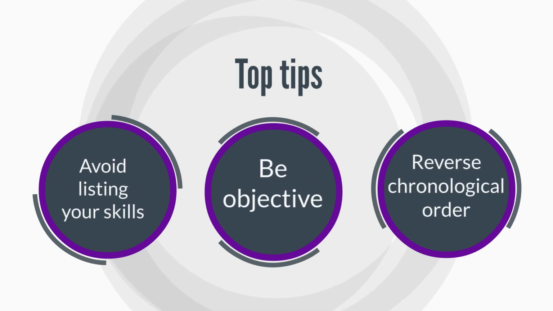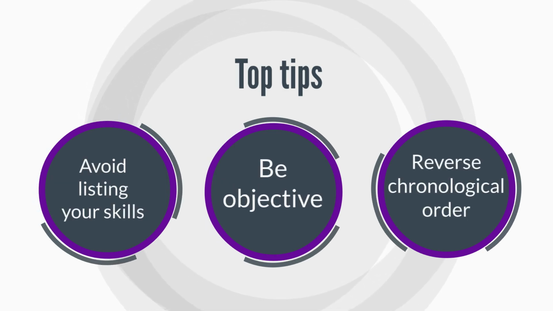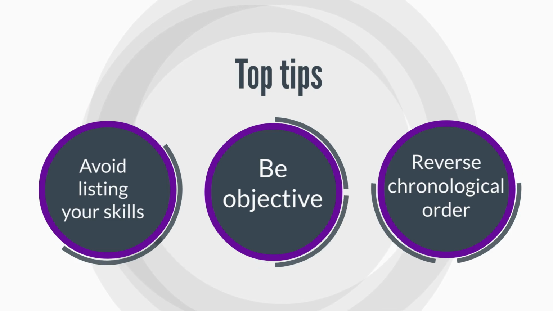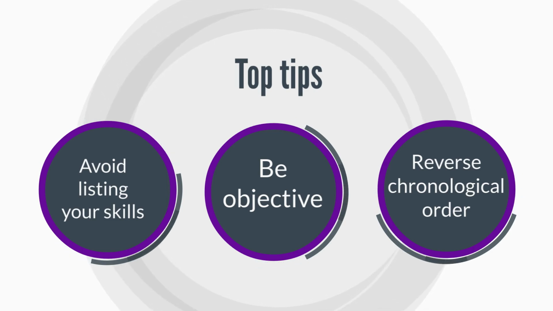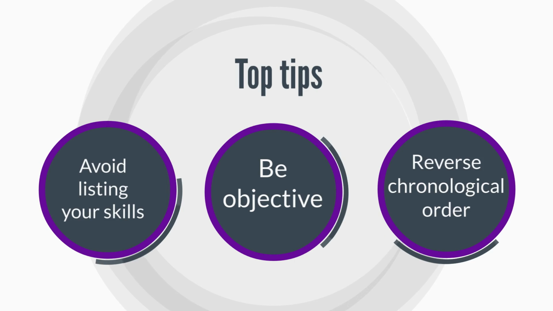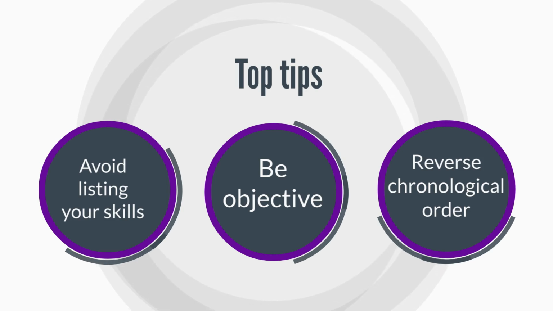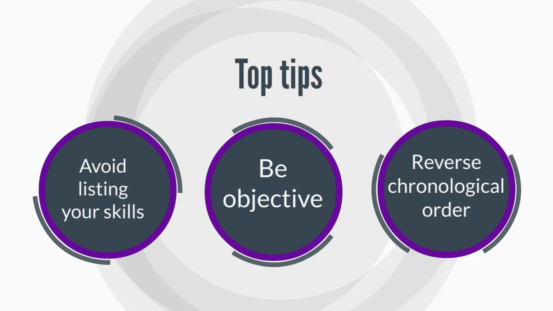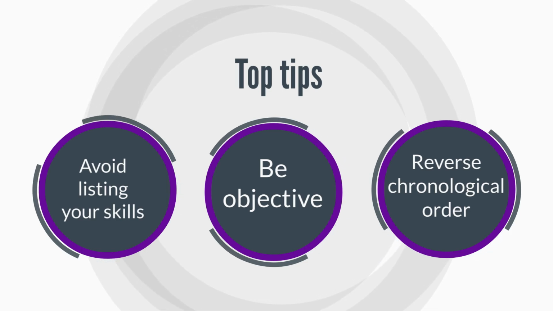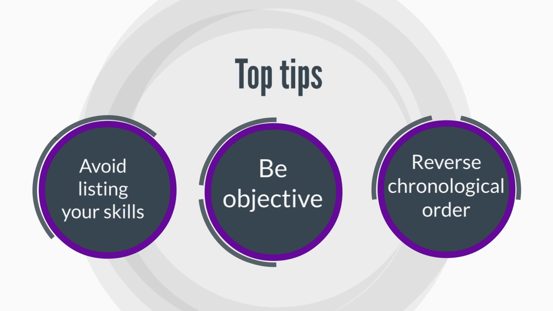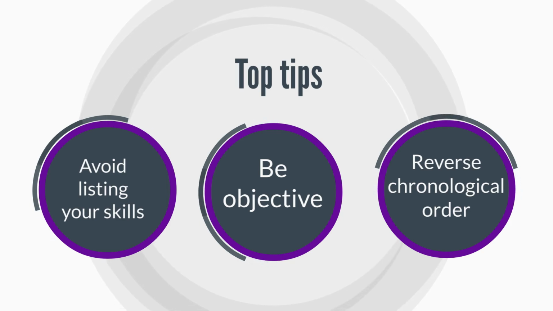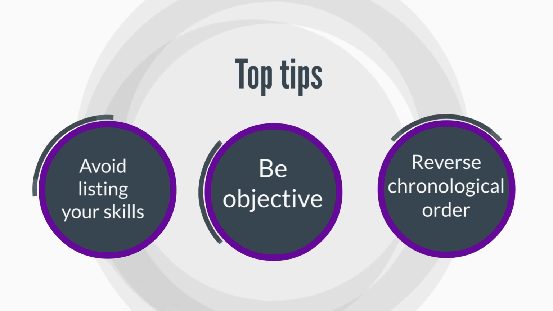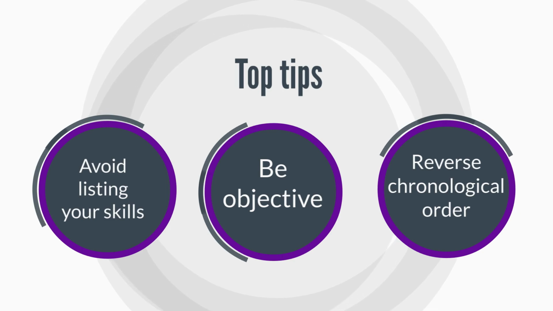Avoid just listing your skills. Recruiters will look for evidence of your skills in your education and experience sections, so ensure that you quantify your achievements and provide evidence of your skills. The CV is objective and written in the third person, so wouldn't contain I, my, she, he or their. And finally, present your experience and education in reverse chronological order with the most recent experience first.